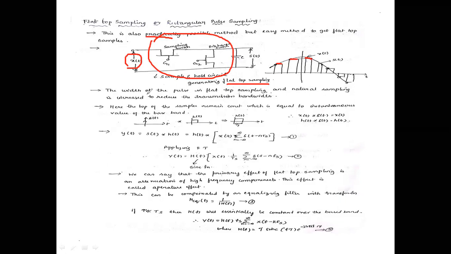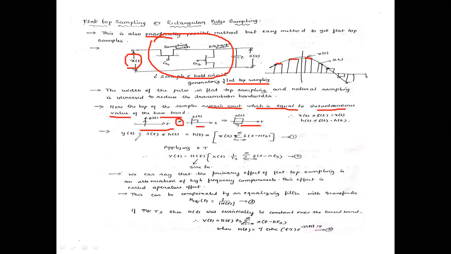Understood? The width of the pulse is a flat top sampling, and the natural sampling is increased to reduce the transmission bandwidth. Here, the top of the sample remains constant, which is equal to the instantaneous value of the baseband. So you get the delta function, which I already explained. Now it is convolved with h of t. You'll get the same function h of t with the width of the top.